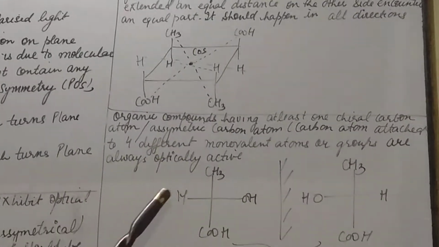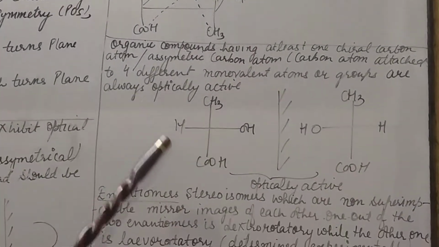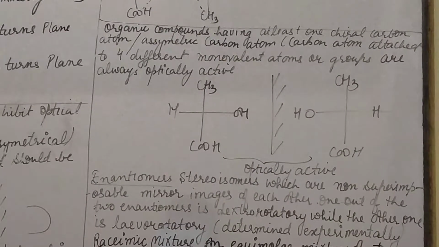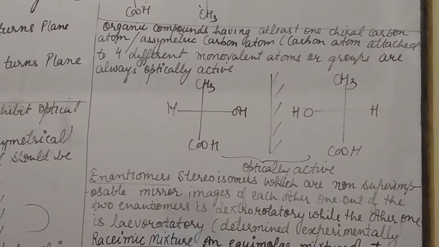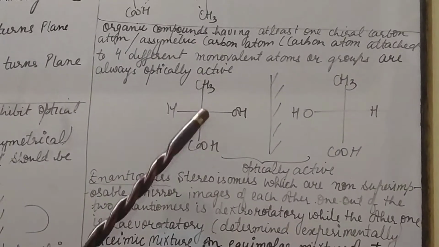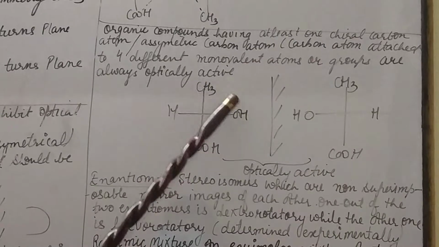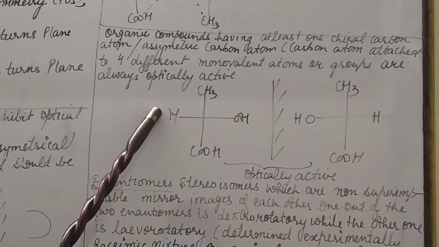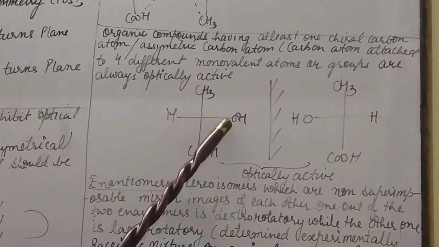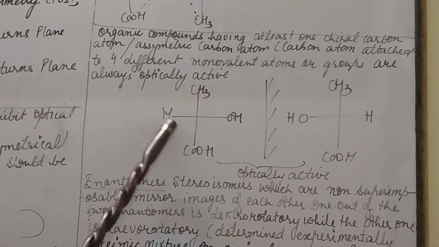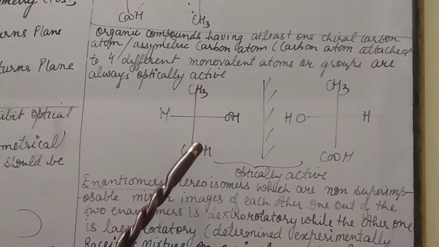So a very easy way to identify whether a molecule is optically inactive or optically active is we look for a chiral carbon or asymmetric carbon atom. It is that carbon which has 4 different atoms or groups attached to it. As we can see, this is carbon. We have one hydroxyl group, one methyl group, one hydrogen and one carboxylic group attached.